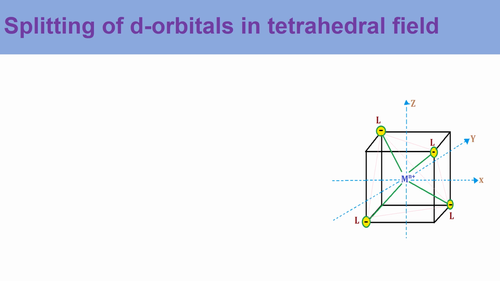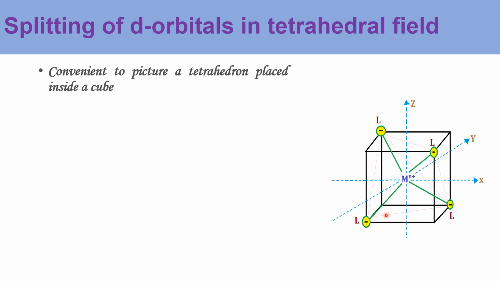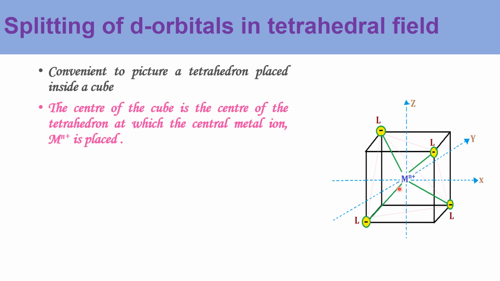Splitting of d orbitals in a tetrahedral field. Here you can see a tetrahedral complex. A convenient way to express the tetrahedral splitting is a picture of a tetrahedron placed inside a cube. The center of the cube is the same as the center of the tetrahedron, at which the central metal ion is placed.